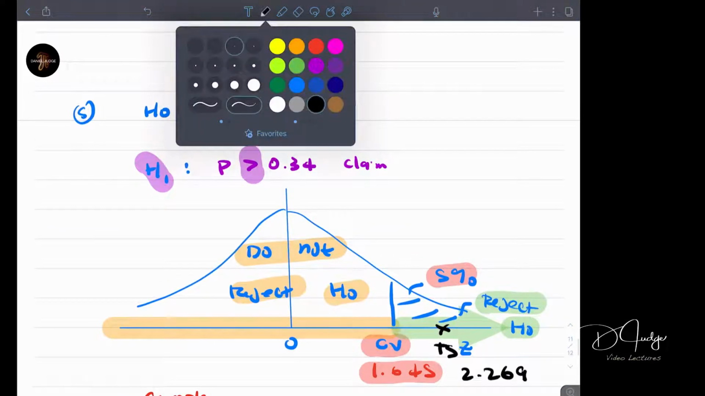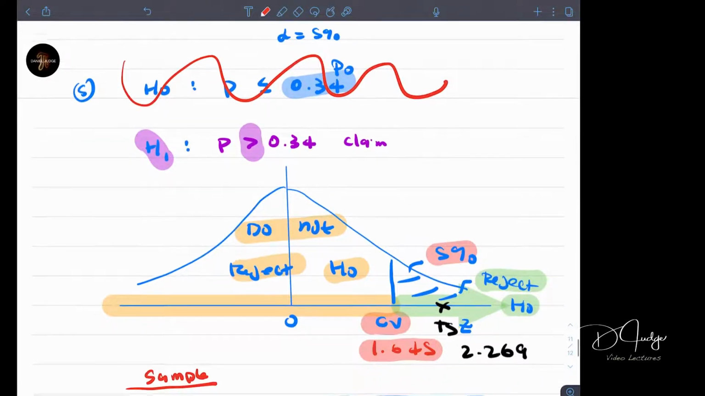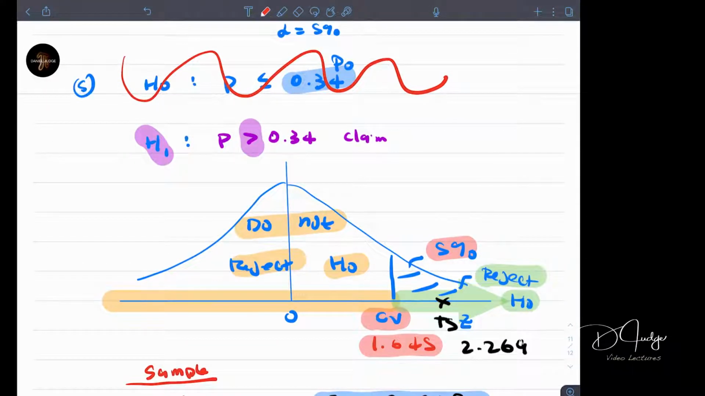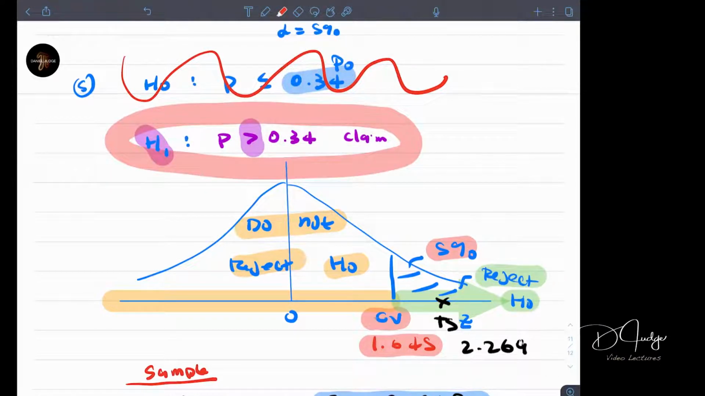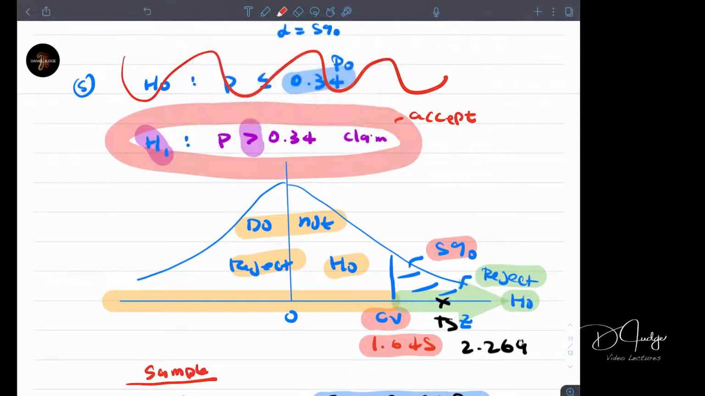Now, when you reject, ladies and gentlemen, you are rejecting the null. It told you to reject the null. When you reject the null, you're accepting the alternate. Okay? So reject the null because your test statistic is in the rejection of the null neighborhood. You rejected the null. Goodbye, null. You're no longer here. So when you reject the null, you're accepting the alternate because you threw out the null, but you're keeping the alternate.